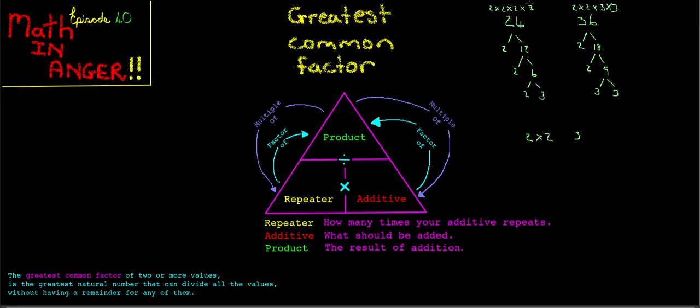Here we have 3 appearing once, and here we have 3 appearing twice. So I'm going to write down 3 once. There we go. 2 times 2 times 3. That is going to give me my greatest common factor. And 2 times 2 times 3 is in balance with 12. So, yeah, that's great. That gives me the greatest common factor.